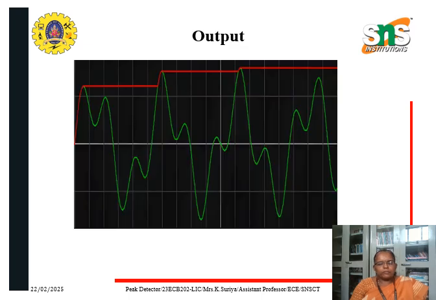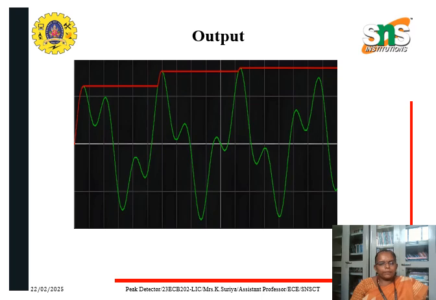So this is the output waveform of the peak detector. Where the input and the output is shown here. The input signal is illustrated in the green color and the output waveform is shown in the red color. As we see, whenever the input signal exceeds the previous peak value, the output waveform increases its amplitude and holds to that value until a new higher peak is identified in the input.